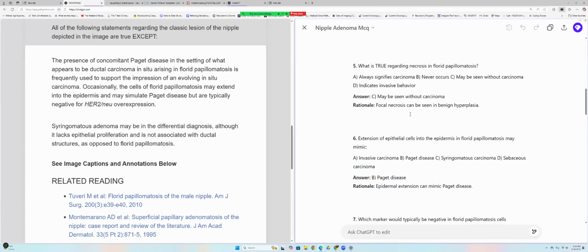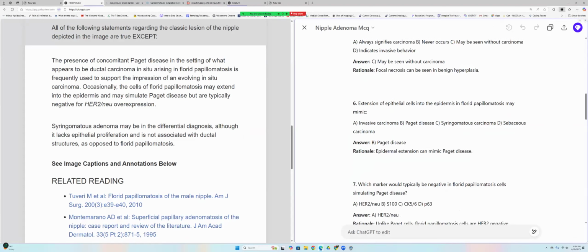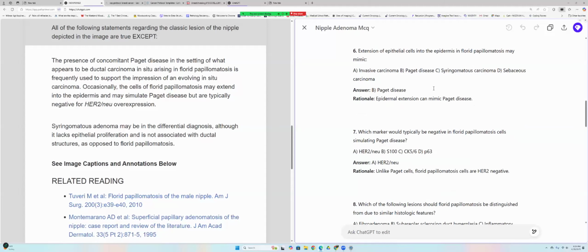What is true regarding necrosis in florid papillomatosis? Number 4. It may be seen with carcinoma. Even in benign ones. Extension of epithelial cells into the epidermis in florid papillomatosis may mimic what?